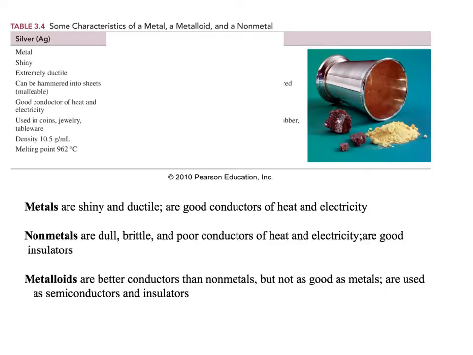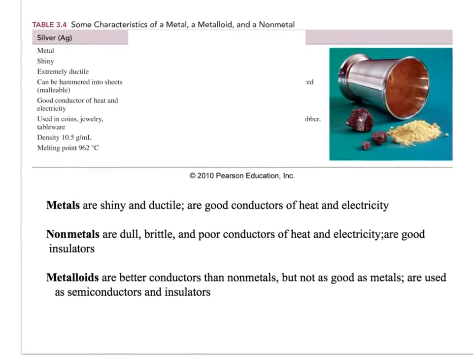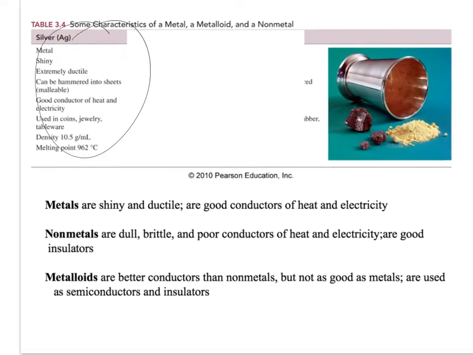All right, here's some characteristics of metals, metalloid, and nonmetals. As I told you, they're different. They have different properties, and here are some of the common properties that they share if you're a metal or a nonmetal or a metalloid. So for instance, my example up here, silver, you can read about the properties of silver, but down here, silver is a metal. That fits in with many of these properties.